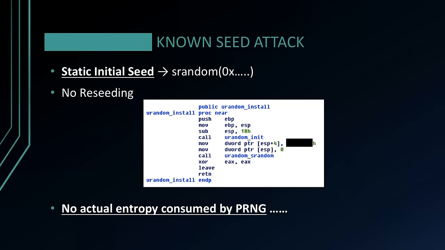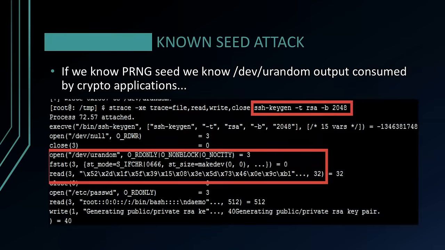But even if that wasn't enough, we also discovered a known seed attack, because if you reverse engineer the initialization routines, you see that there's no seeding at all. There's just a static 32-bit seed, which is the same across all these operating system deployments. It doesn't vary from firmware. It's just the same sequence over and over again, and there's no actual entropy in the system at all. So an attacker who knows the PRNG seed also knows, because PRNGs are deterministic functions, all corresponding PRNG output consumed by crypto applications.